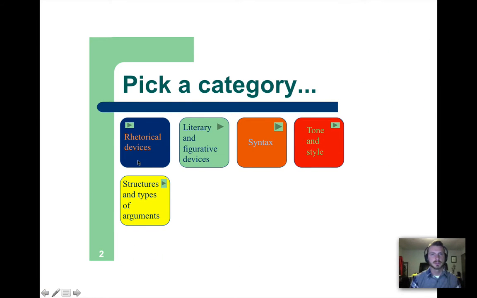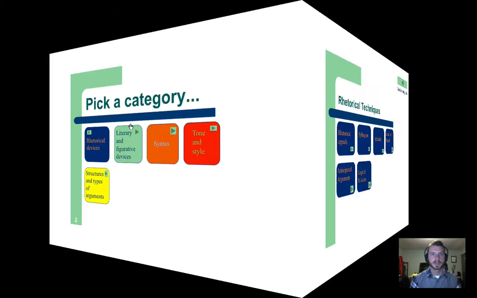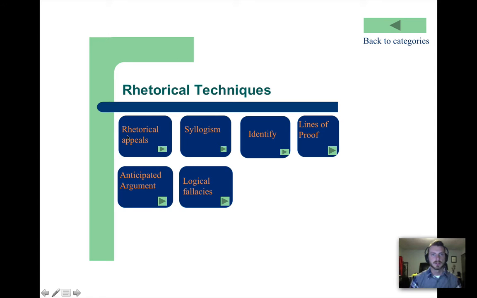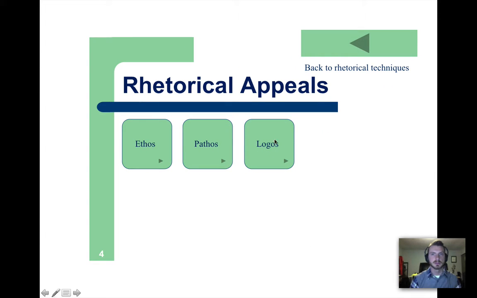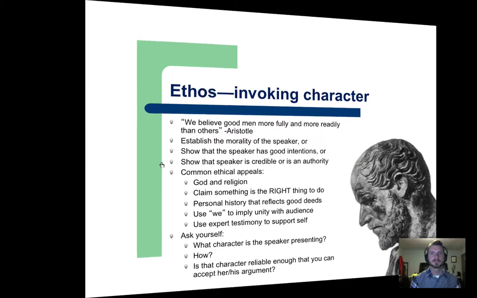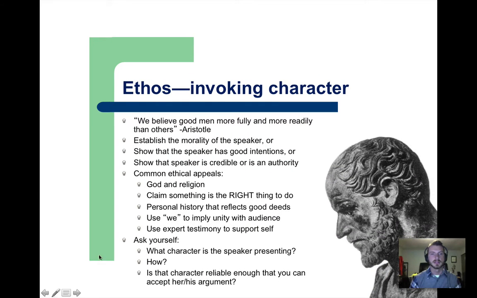We are going to focus our attention on these rhetorical devices in the slideshow. So we will start with rhetorical appeals, including ethos, pathos, and logos. And the things that we want to highlight here, pay attention to, is that ethos isn't just about ethics. It's also about character. It's about establishing the morality of the speaker.